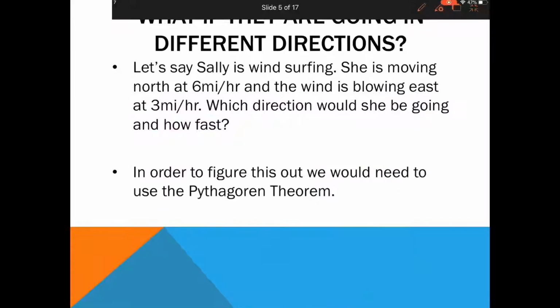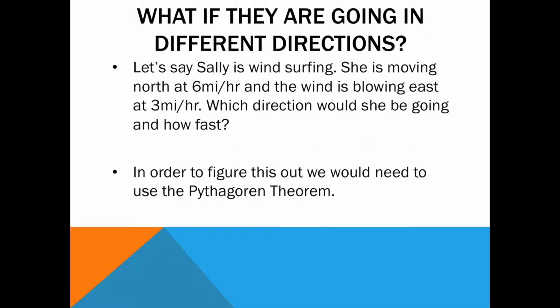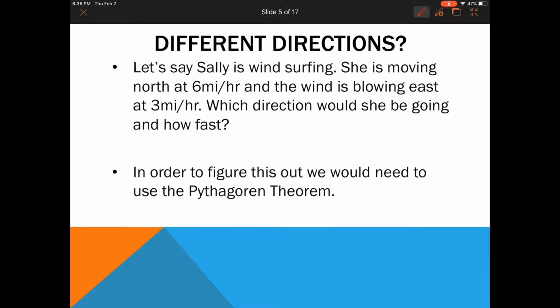That'll work as well. But what if these velocities are going in different directions? Not in the opposite direction, like we were talking about in the last one, so not like this. But what if they're going like this, or like this? So let's say Sally is windsurfing. She's moving north at 6 miles per hour, and the wind is blowing east at 3 miles per hour. Which direction would she be going, and how fast?